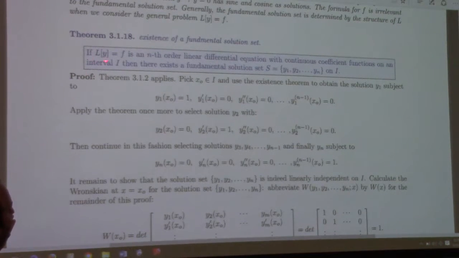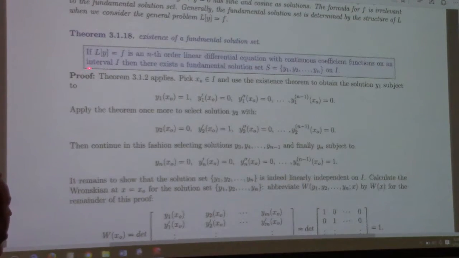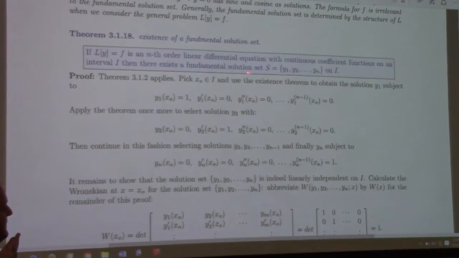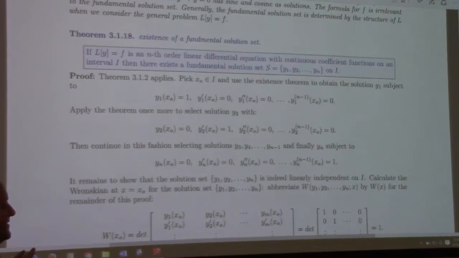This is another theorem. If we have the nth order linear differential equation on the interval I, then there exists a fundamental solution set. A fundamental solution set is kind of what it sounds like. It's a solution set. What's the fun? The fun is that it's linearly independent. Linearly independent functions are fun.